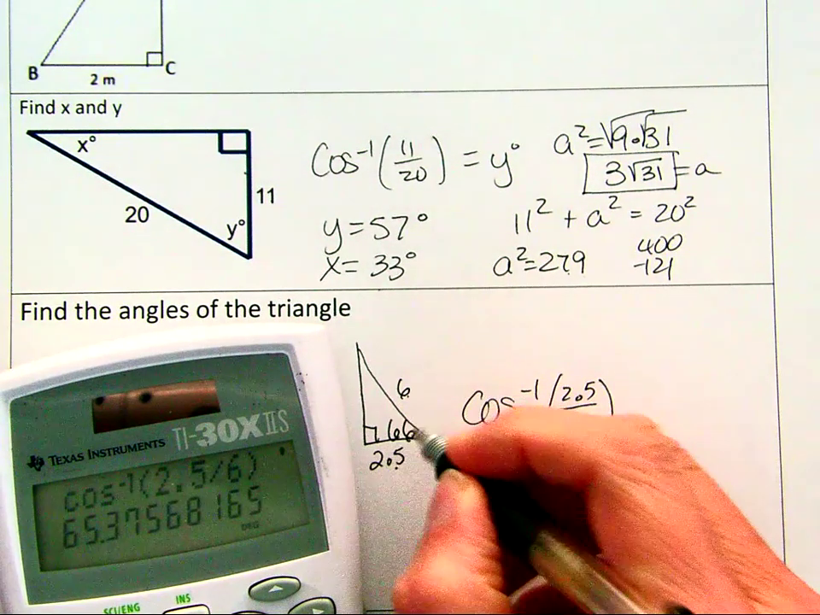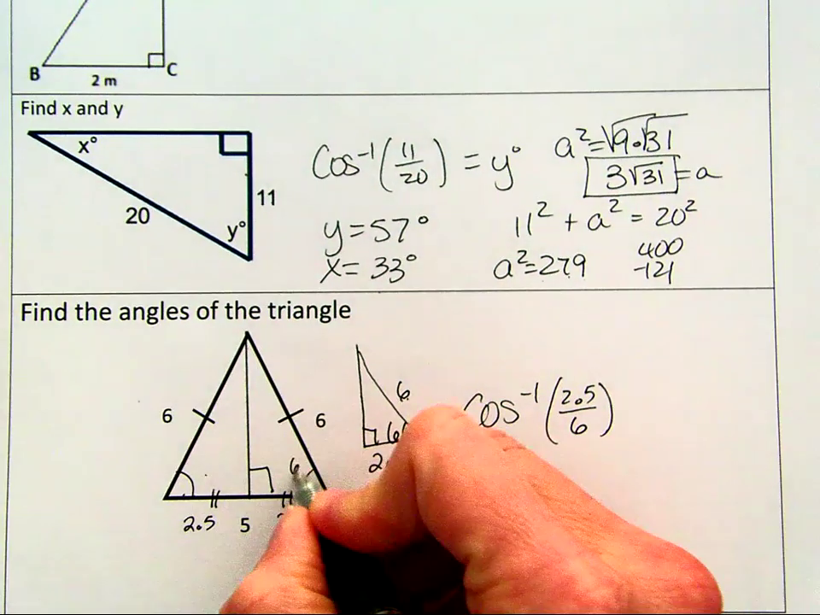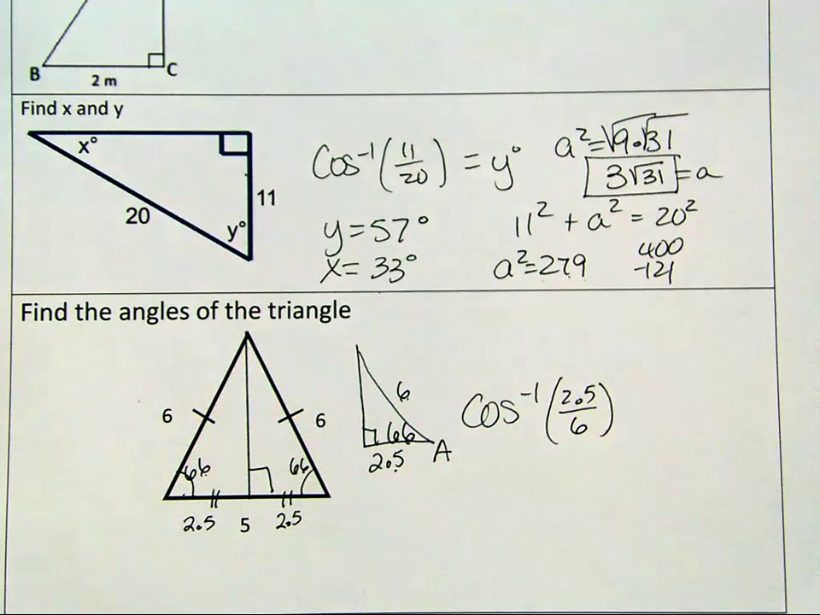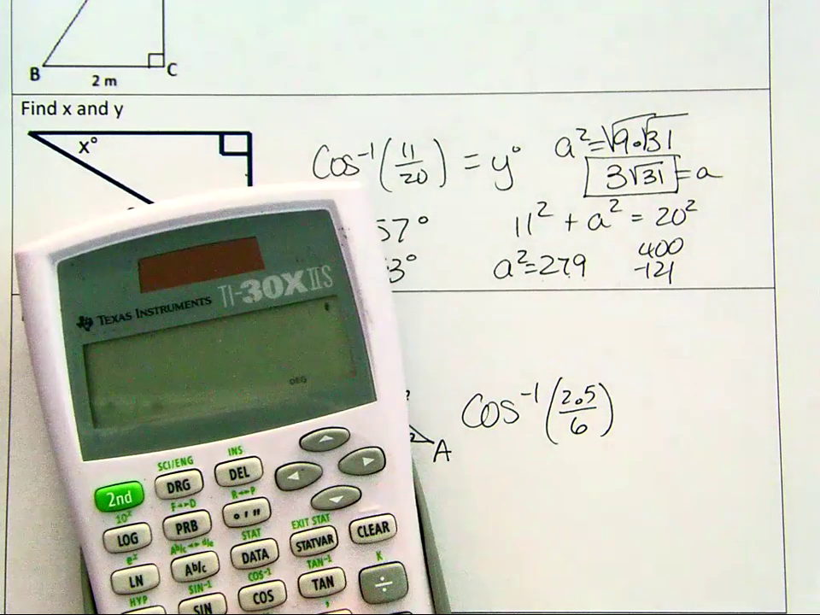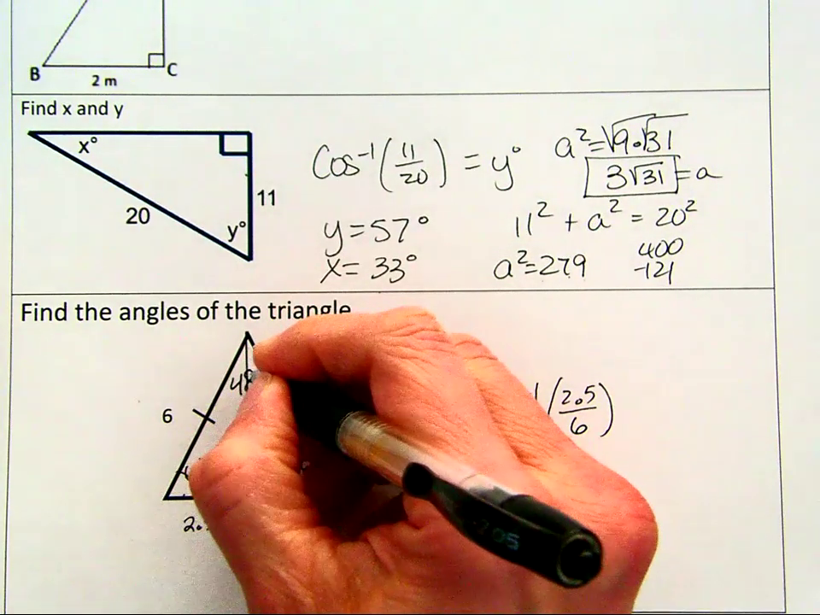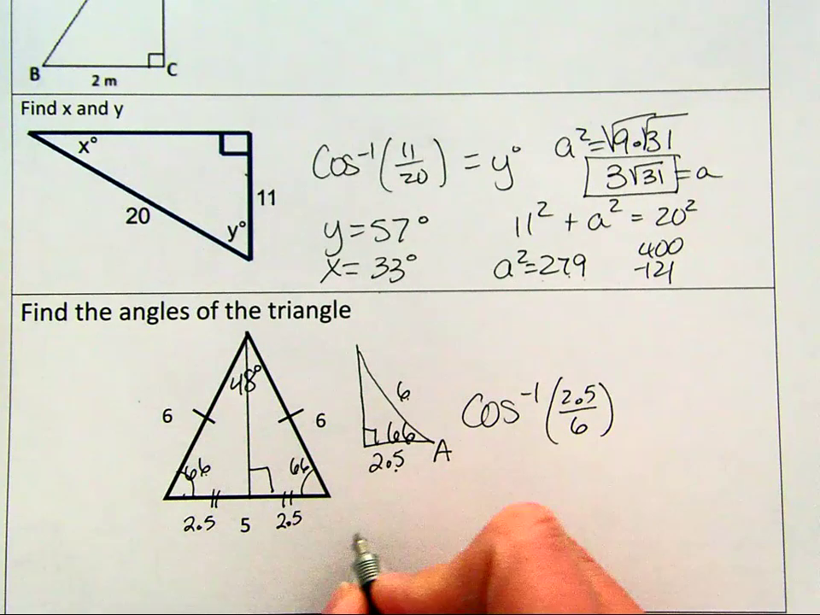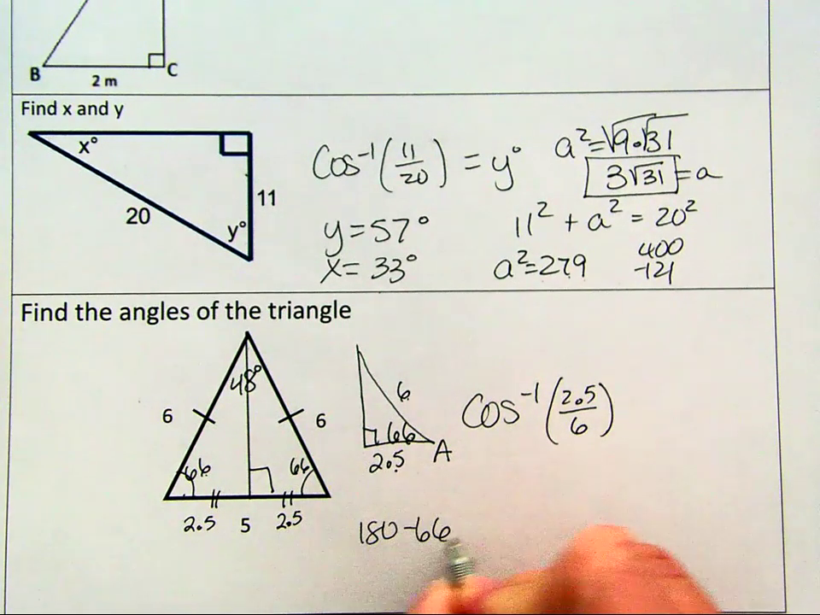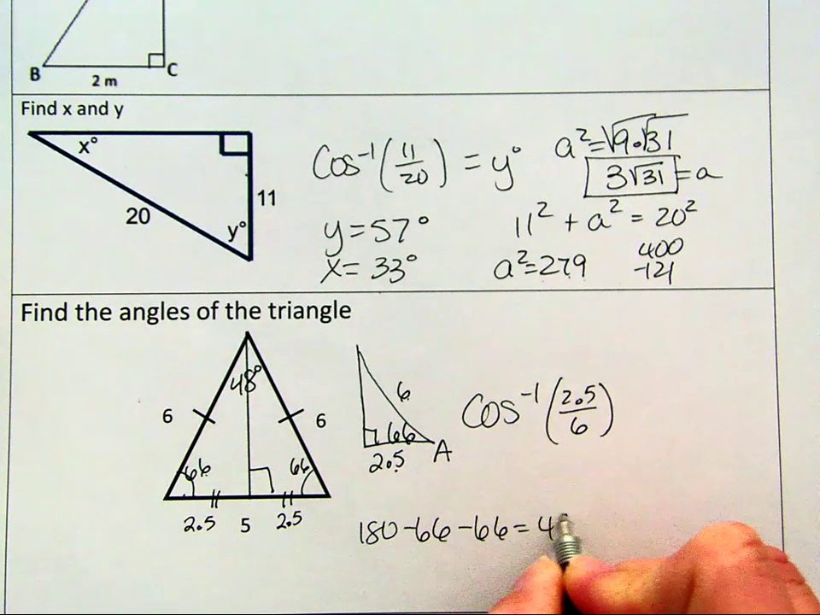If I call this one 66, because it's an isosceles triangle, I'm also going to call that one 66. And if I take 180 and subtract 2 times 66, because there are 2 of them, I get 48, so my last angle is 48. So again, that was 180 minus 66 minus 66 equals 48. That's how I got that.